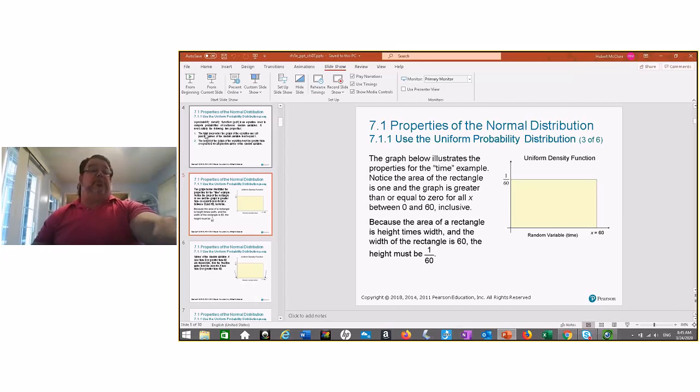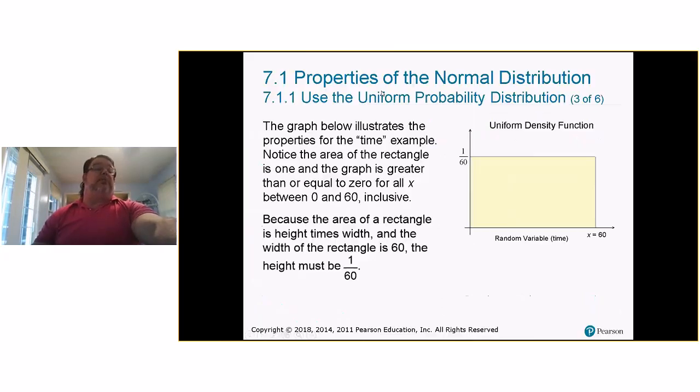So here's the problem right here. Write this one down. This one says the graph below illustrates the properties for the time example. Notice the area of the rectangle. This time, this class goes from 0 to 60. So the base of this rectangle is 60. The area inside the rectangle is 1.000. So the height is going to be 1 over 60.